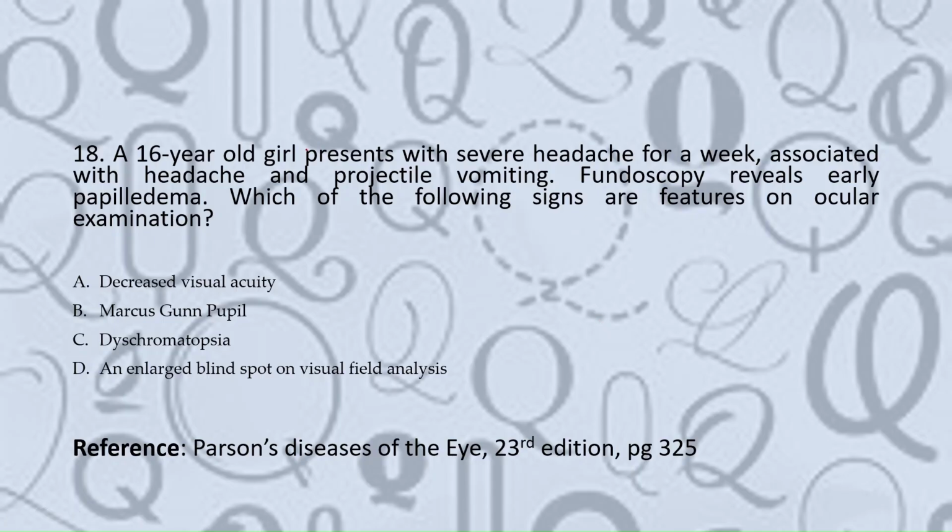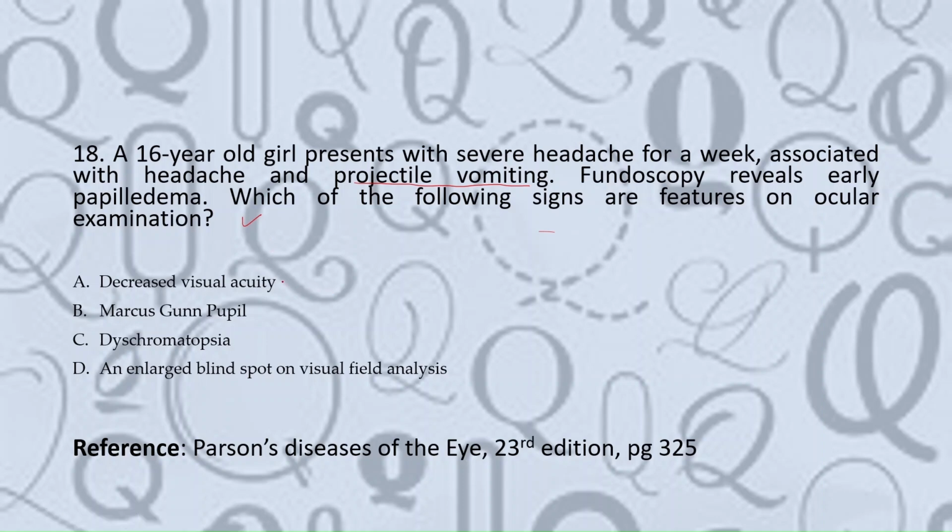Okay, a 16-year-old girl presents with severe headache for a week associated with projectile vomiting. So this is a typical feature of raised intracranial tension. The other features are neck pain and neck rigidity. Fundoscopy shows early papilledema. So what are the clinical signs? Which of the following signs on ocular examination do you expect in this patient?